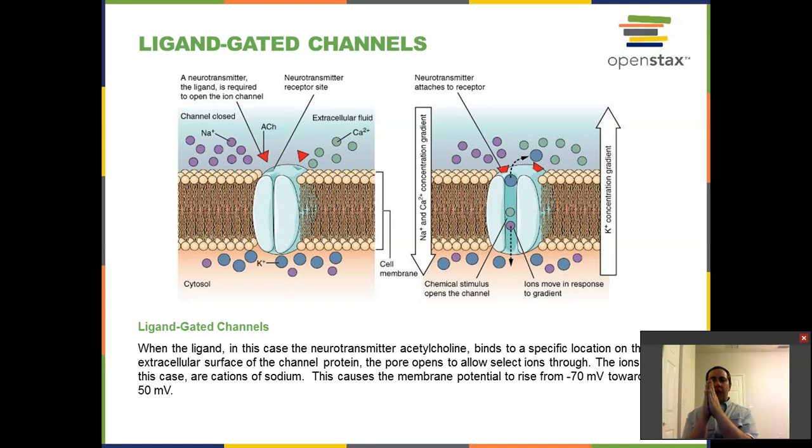So normally the channel is closed and nothing can get through it. When the ligand binds to it, it causes it to open. And in this situation, that ligand is called acetylcholine. So the word itself is down here in the text at the bottom. We usually abbreviate acetylcholine ACH. So in the diagram, we see ACH. It is the red triangle here.